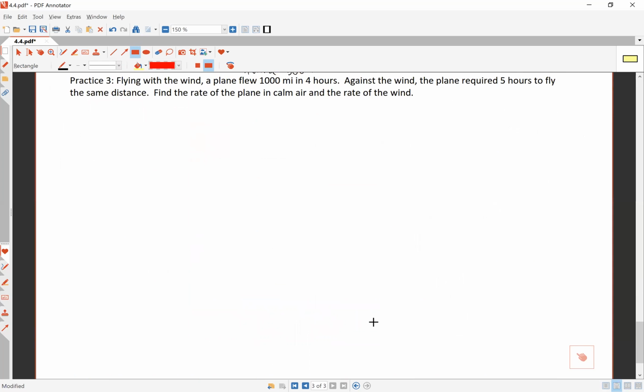Practice 3 is for you to try. I encourage you to press pause on your video and come back when you're ready to see the solution worked out. Now that you've had a chance to work this out, I'll work this out for you. Let's start by making a table.